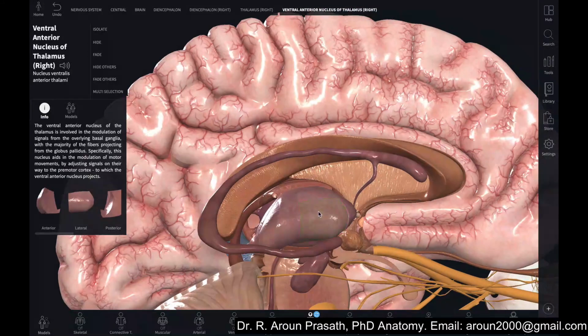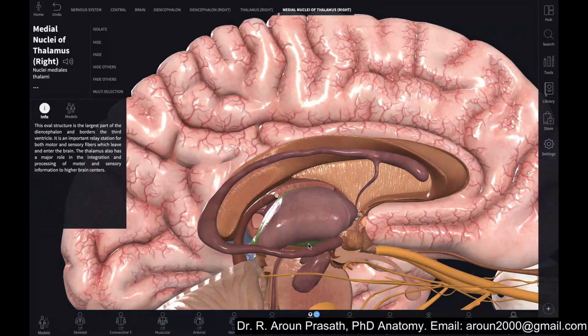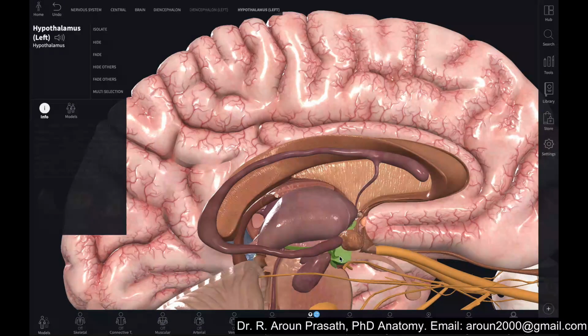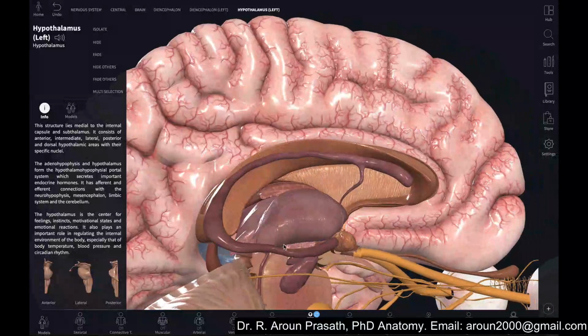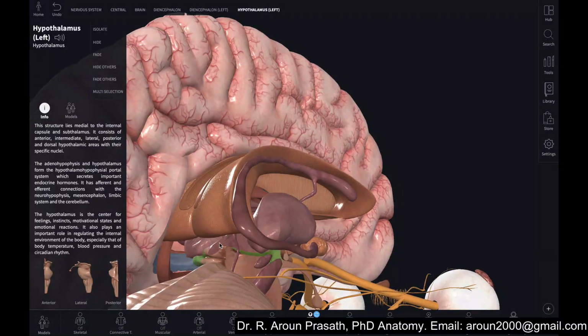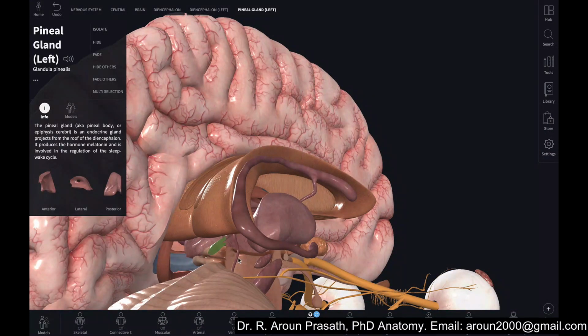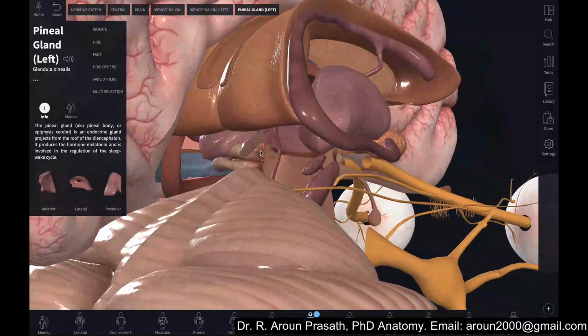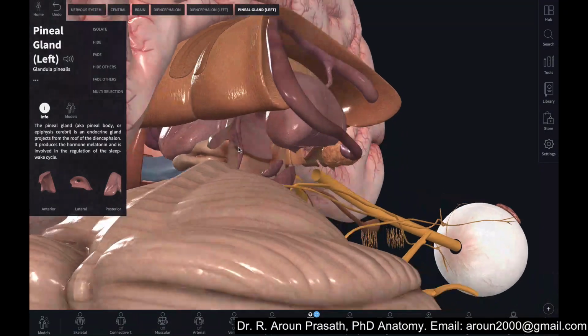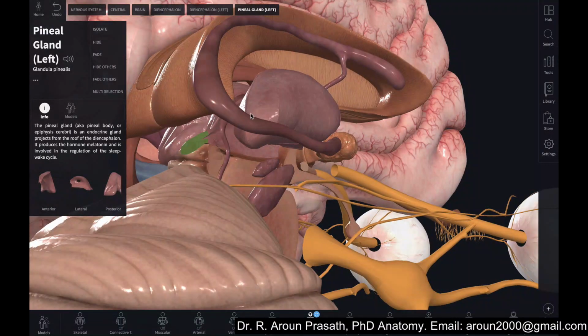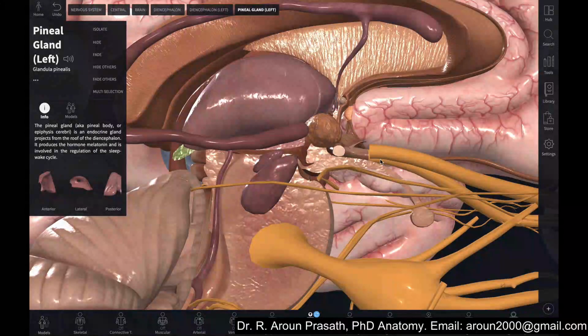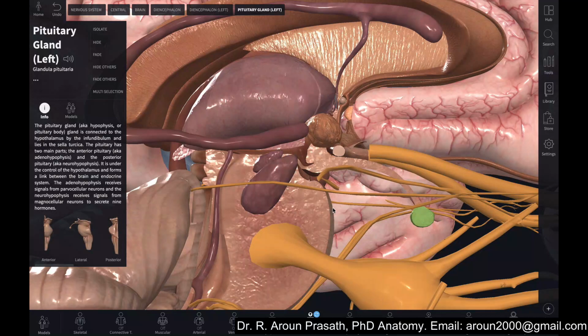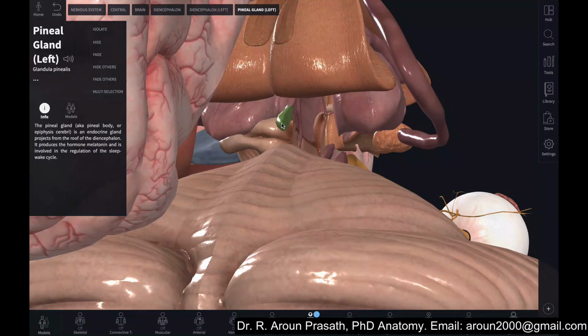Okay, so underneath you have the hypothalamus. This is the hypothalamic area. In the posterior aspect, you have a small projection called the epithalamus, also called the pineal gland. This pineal gland is present between the two thalami in the posterior aspect. In the anterior aspect you have the pituitary gland, whereas in the posterior aspect you have the pineal gland.